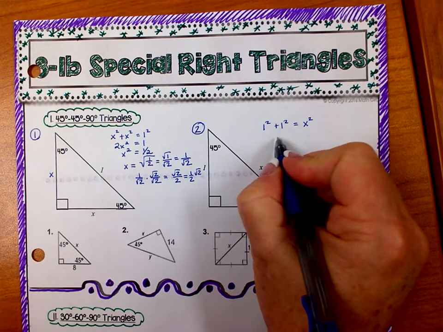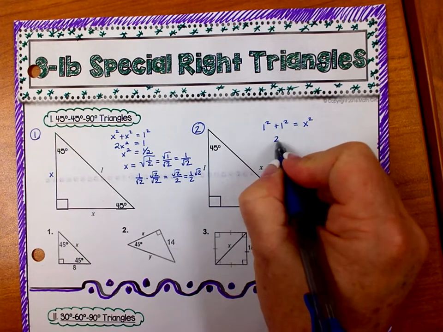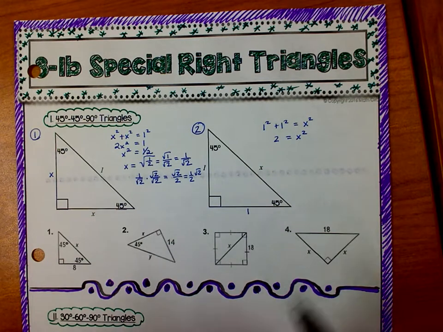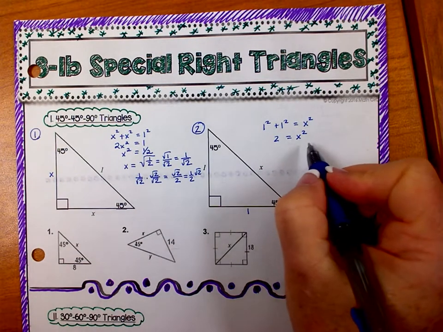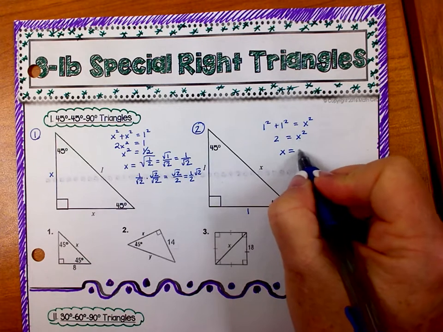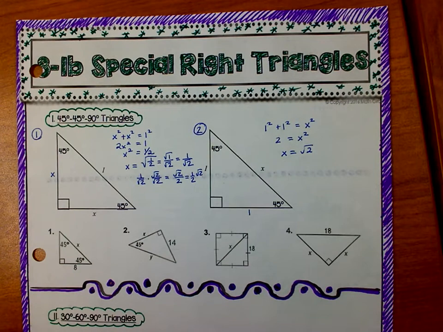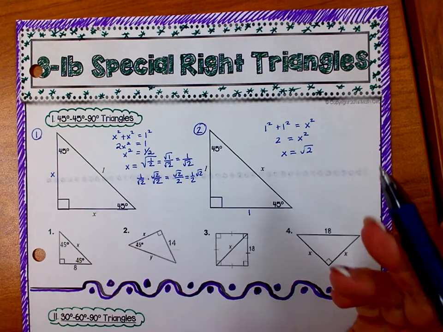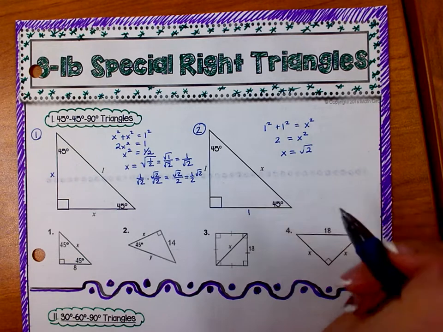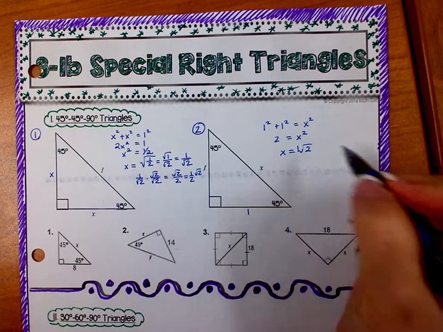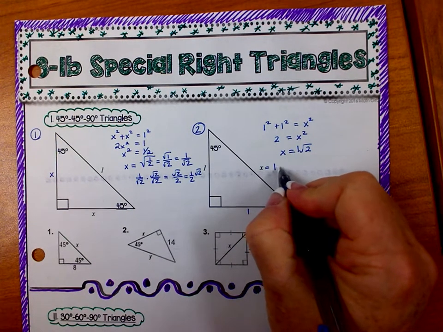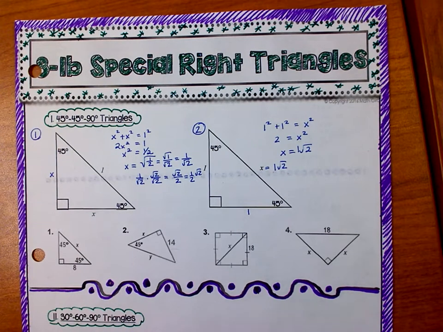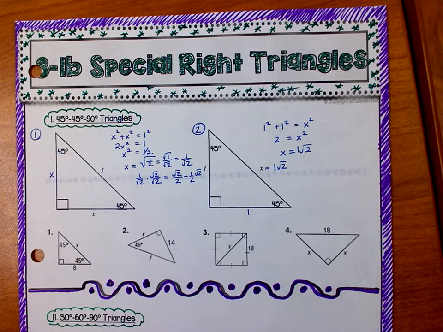So 1 squared and 1 squared is 1 and 1, so we get 2 is equal to x squared. So now we are going to take the square root of both sides, and x is going to be equal to the square root of 2. So when the legs are equal to 1, we are going to multiply them times radical 2. This is the same as 1 radical 2, so this would equal 1 times radical 2, which we could just say is radical 2. All right, let's look at some examples.